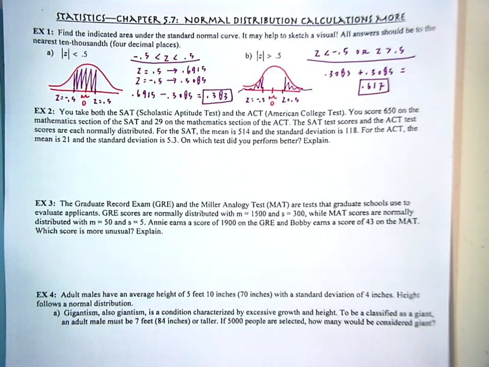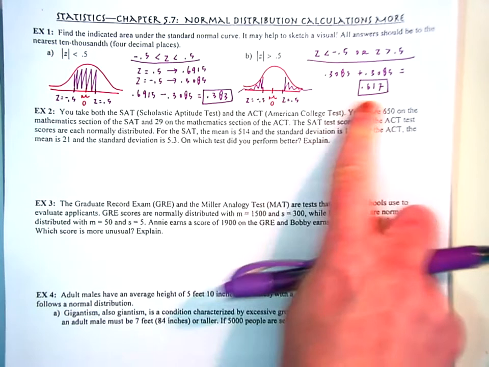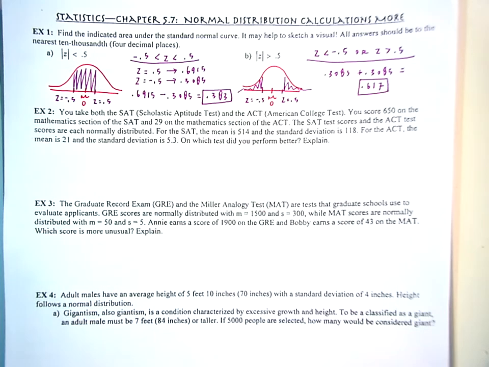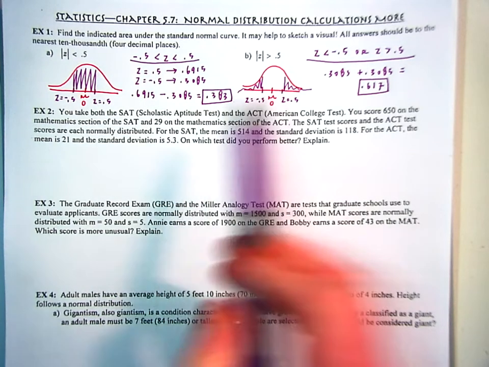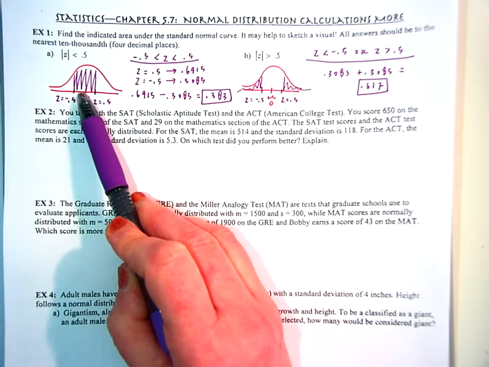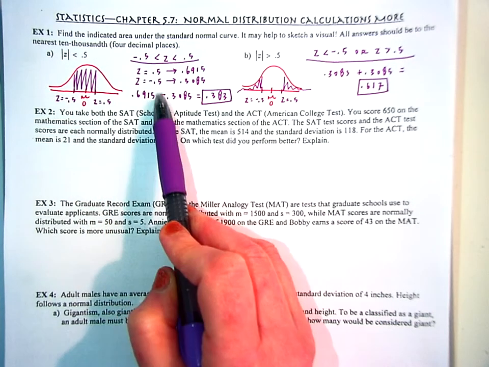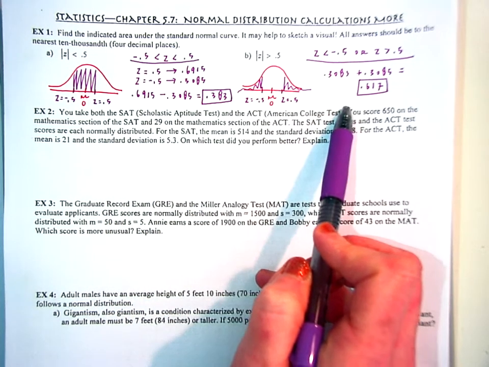Okay, I also see that it's really the complement of this answer right here. So the total area under the curve is really 1. So this area right here is what I had solved for here, right? So 1 minus this answer would have actually gotten me this answer too.